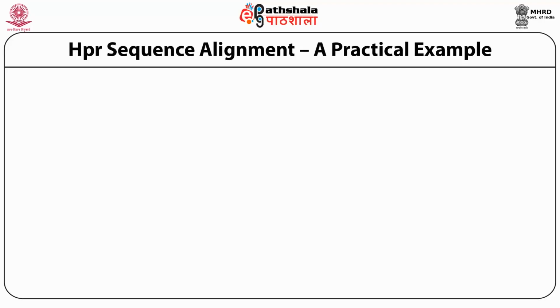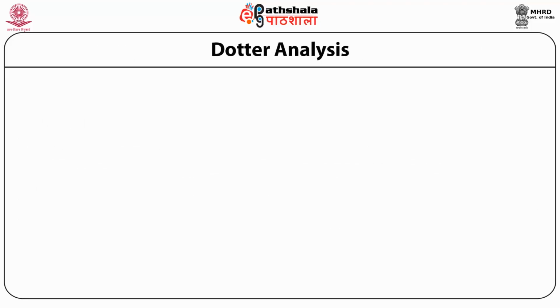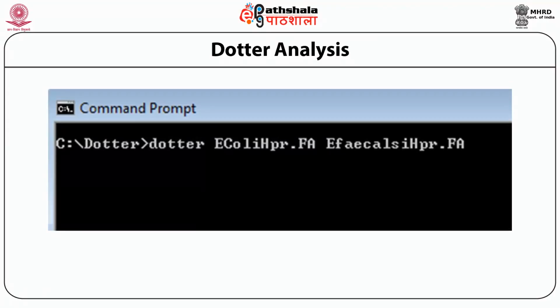coli HPR and E. faecalis HPR in FASTA format, and their lengths, 90 and 88, are shown respectively here in this slide. Let us analyze these two sequences using dot plot with the Dotter program for sequence alignment. To visualize the extent of sequence identity between these two sequences, let us use Dotter software first.